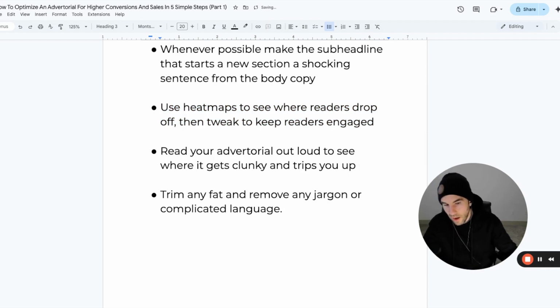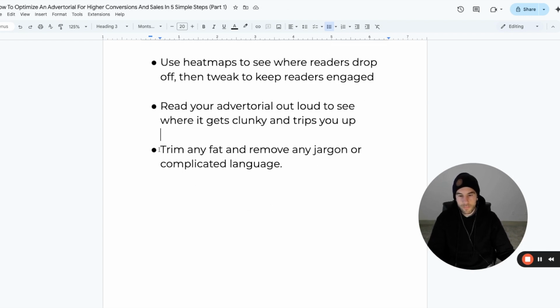This next one: read your advertorial out loud to see where it gets clunky and where you get tripped up and stumble over your words. And then trim any fat and any industry jargon or complicated language. That stuff has no place here. It should be simple, it should be really easy to read, and it should be something that people can get through without having to go back and read sentences a few different times. You'll be able to do this really well if you read it out loud.